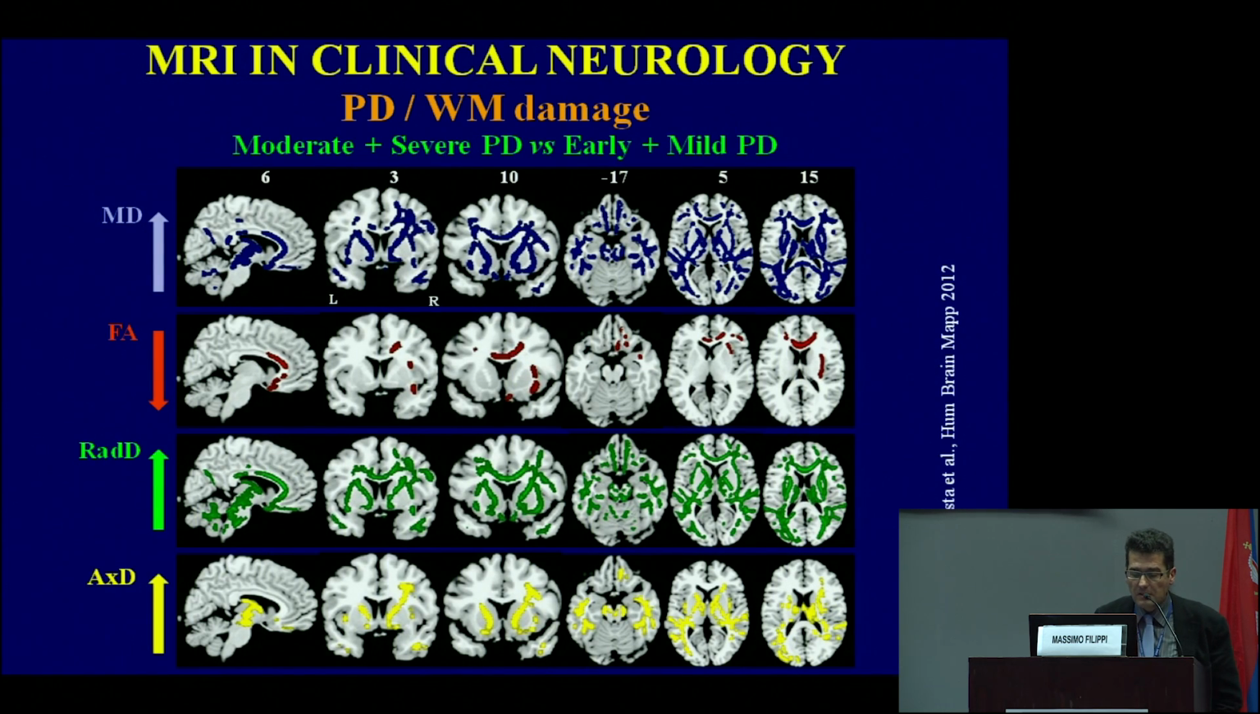This is again a diffusivity study, done in collaboration with Professor Kostic, comparing moderate and severe PD versus early and mild PD. And you can see that when you move from early to more severe PD, you really have a dramatic involvement of almost, I would say, the entire white matter. And of course, this is an important observation, because if you wish to treat these patients etiologically, with etiological drugs, you should start well before this damage is so widespread and involving the entire white matter of the brain.